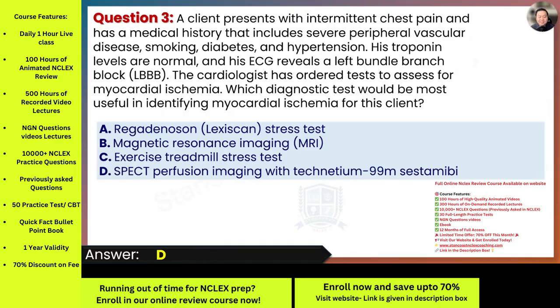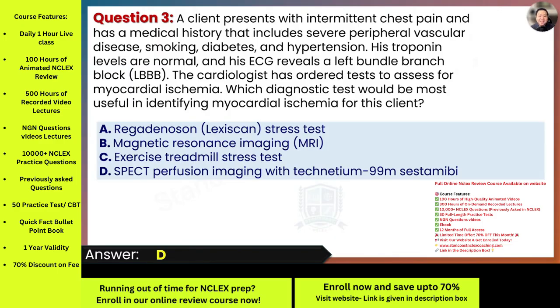Regadenoson or Lexiscan stress test. This substance, regadenoson, is a vasodilator stress agent that is used in nuclear stress testing, but the left bundle branch block can make ECG changes hard to interpret.